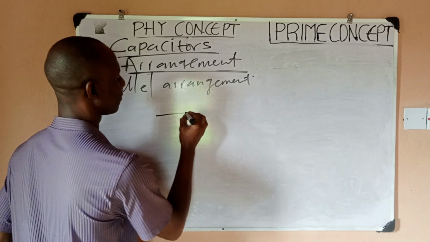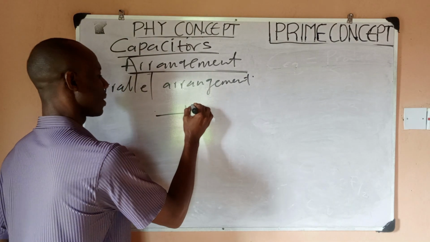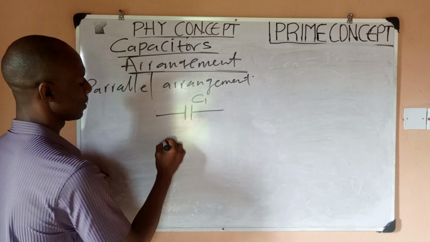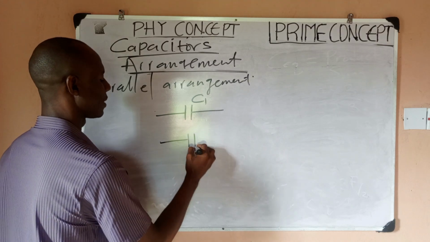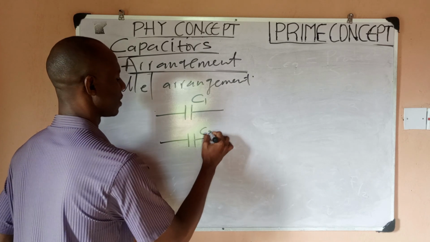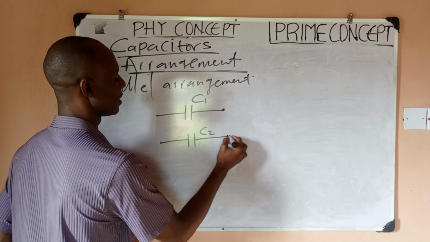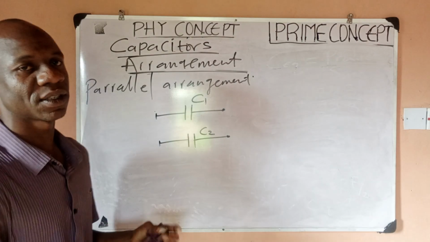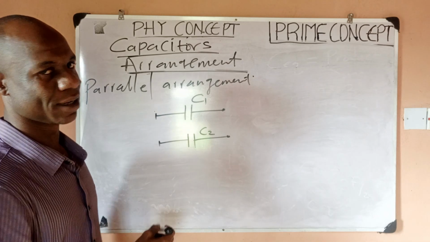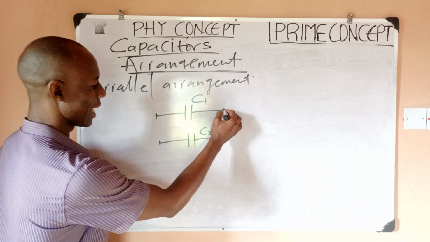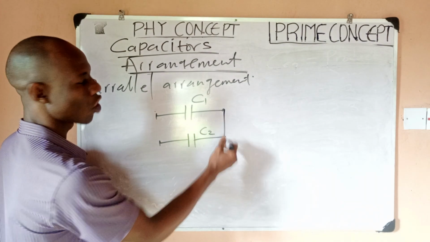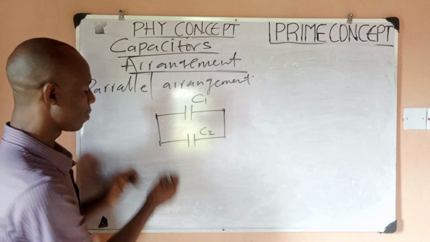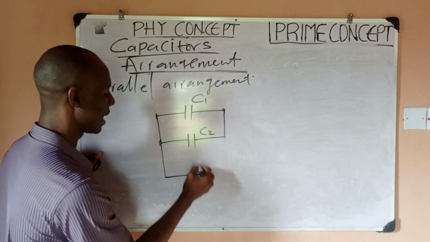So say I have 2 capacitors like this. This is C1. Then I have another one like this. This is C2. This is the head here. This is the head. This is the tail, right? Now these 2 capacitors are connected in parallel. If I join these ends together to a common potential, and then I join these tails together to a common potential, I would have something like this.